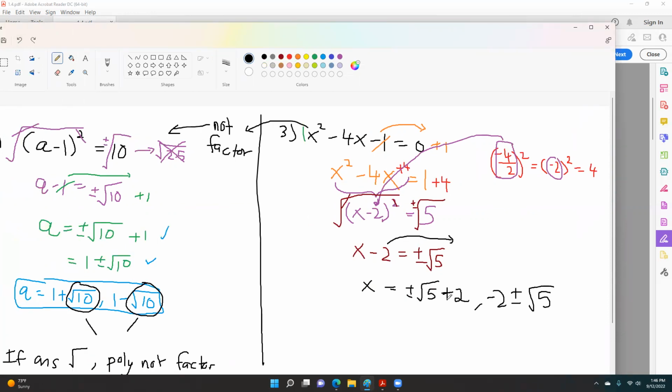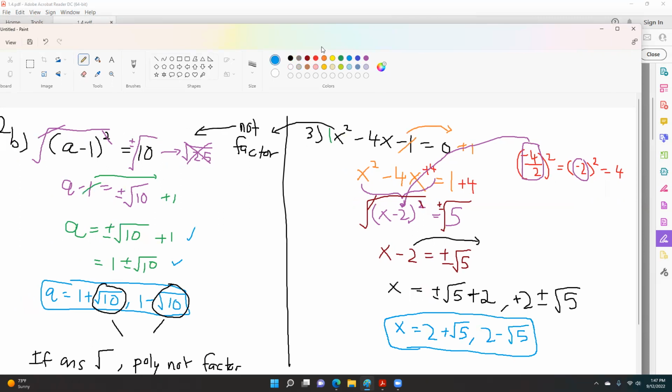Again, class, I'm not that picky about which answer you get because they are the same. However, your online homework doesn't like the plus minus sign. So you have to write your answer as two answers. One is 2 plus root 5. One is 2 minus root 5. So this is how we solve this quadratic equation using completing the square, which is the 5 steps we do.